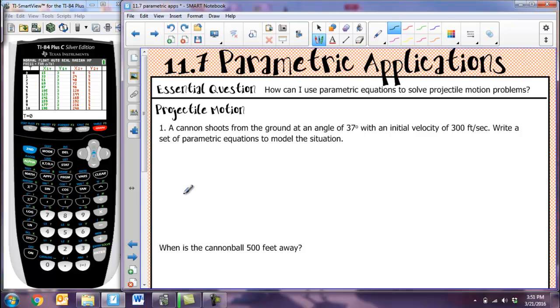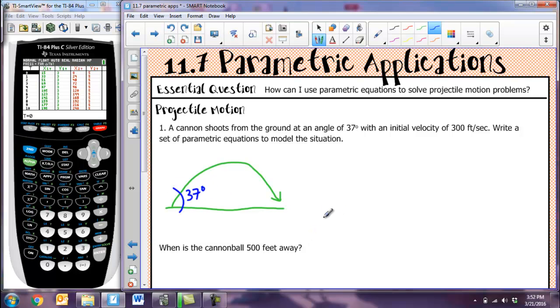A cannon shoots from the ground at an angle of 37 degrees with an initial velocity of 300 feet per second. We're going to write a set of parametric equations to model the situation. The first thing I want to do is draw a picture. It's shooting from the ground, so we have our cannon here. This thing is going to arc up, and then because of gravity, it's going to come back down. And this cannon is shooting at an angle of 37 degrees.